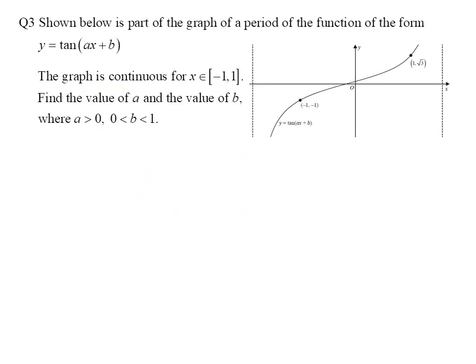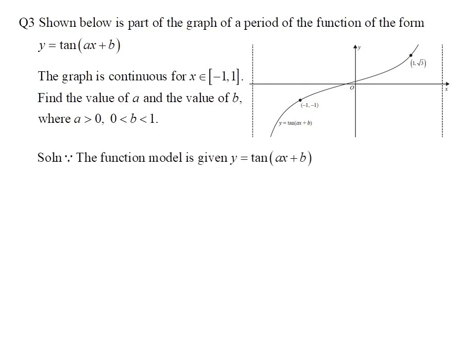The function in question 3 is y equals tan of (ax plus b), and the graph of the function is also shown. The function is continuous over the closed interval from -1 to 1. The question is to find the values of a and b, where a is greater than 0, while b is greater than 0 but less than 1.